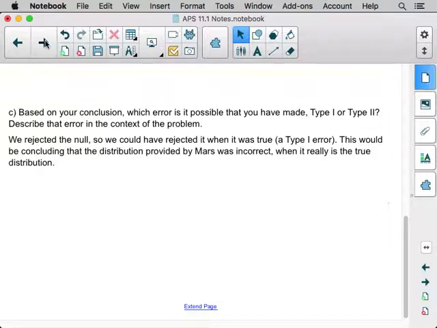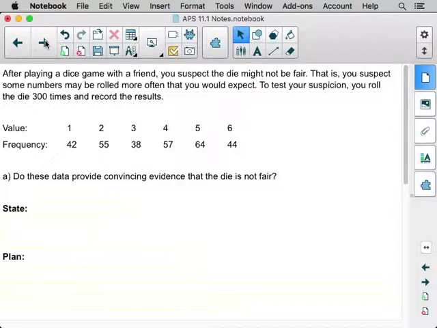All right. So let's try another one. After playing a dice game with a friend, you suspect the die might not be fair. You suspect some numbers may be rolled more often than you would expect. To test your suspicion, you roll the die 300 times and record your results. Do these data provide convincing evidence that the die is not fair? All right. So again, spoiler alert, everything's a section is goodness of fit, okay?